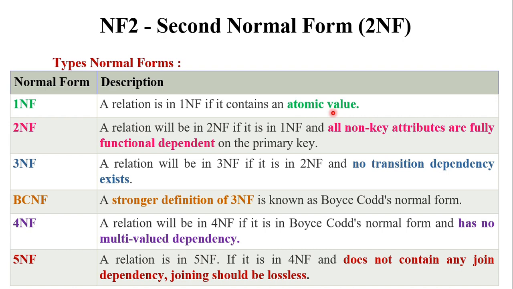Now moving on to the second normal form. It should follow the rules of first normal form. In addition to that, all the non-key attributes are fully functionally dependent on the primary key, which means except the primary key, the other attributes, other columns, are fully functionally dependent on the primary key. That is the condition for the second normal form.